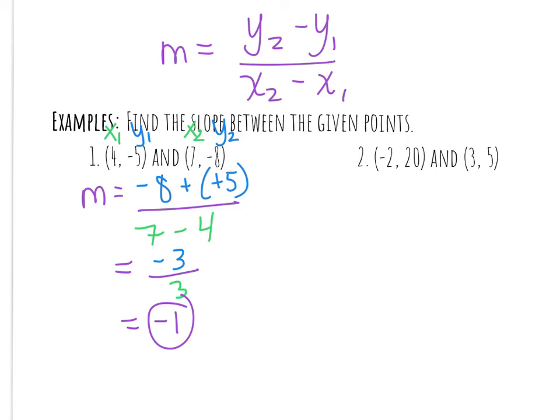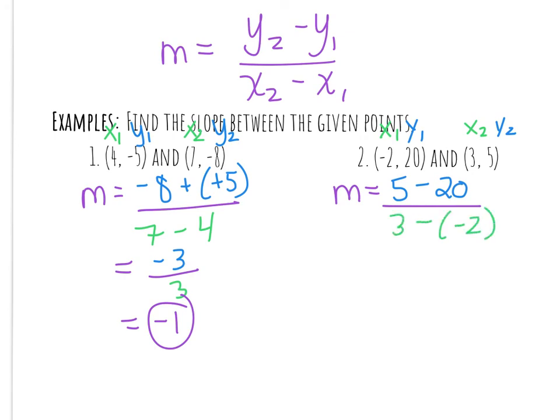For the next one, x1 is -2, the x-coordinate of the first point. x2 is 3. y1 is 20. y2 is 5. So to find the slope of the line, I'm going to do y2, which is 5, minus y1, which is 20, over x2, which is 3, minus x1, which is -2.